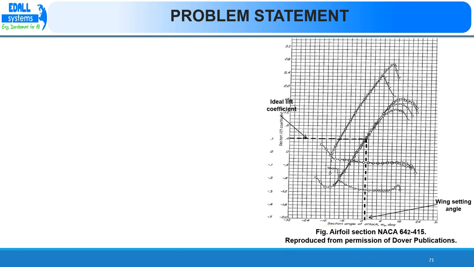Figure shows characteristic graph of the selected airfoil 64415. In this graph, the horizontal axis represents section angle of attack and the vertical axis represents section lift coefficient.